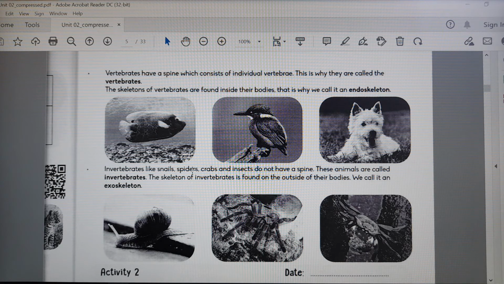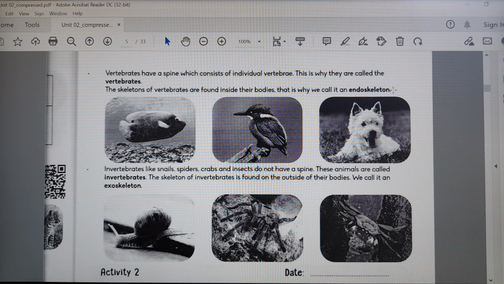Invertebrates like snails, spiders, crabs, and insects do not have a spine. These animals are called invertebrates. The skeleton of invertebrates is found on the outside of the body, and we call it an exoskeleton. Exo means outside, endo means inside. So the vertebrates have the spine inside, so they have an endoskeleton.